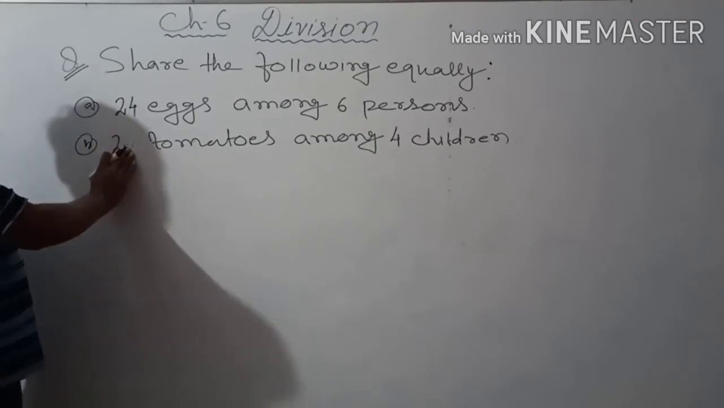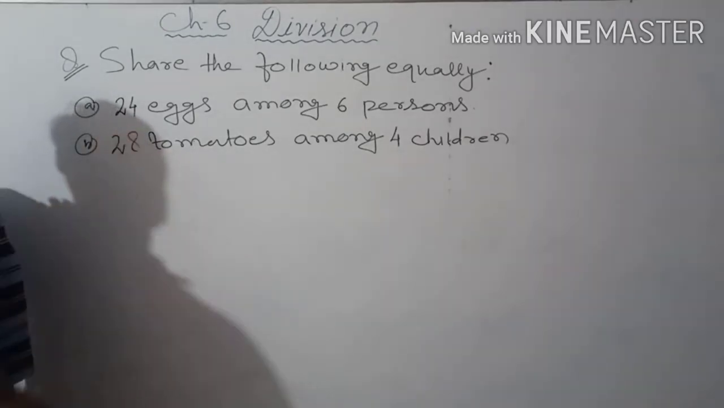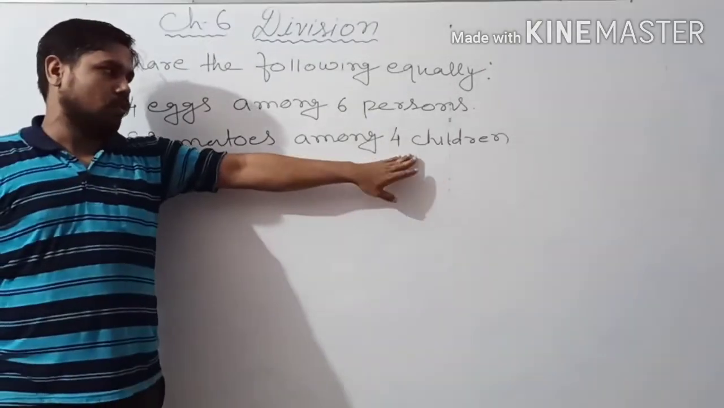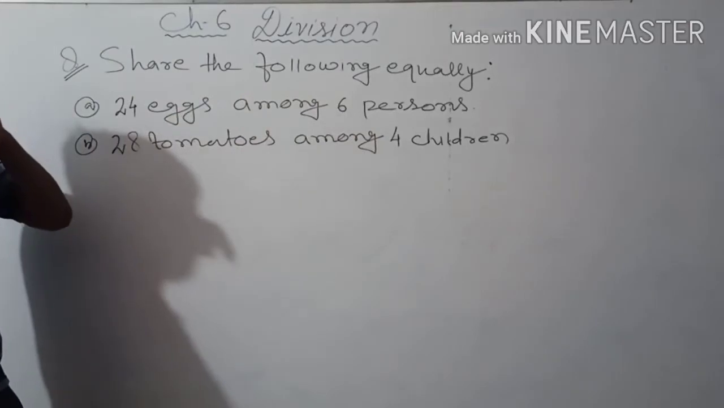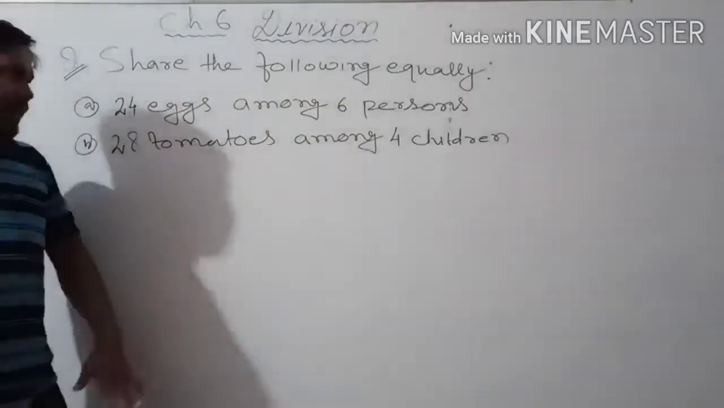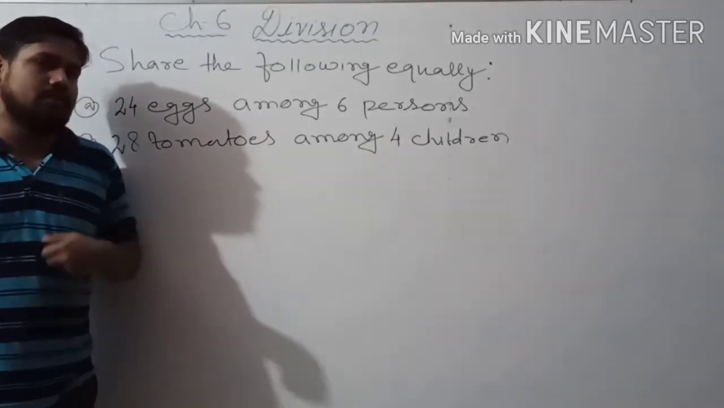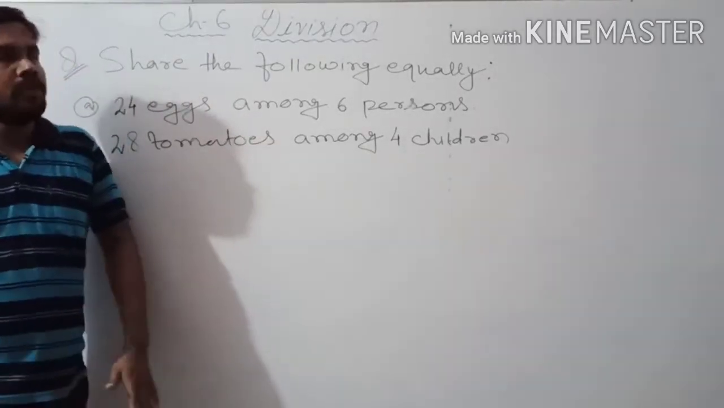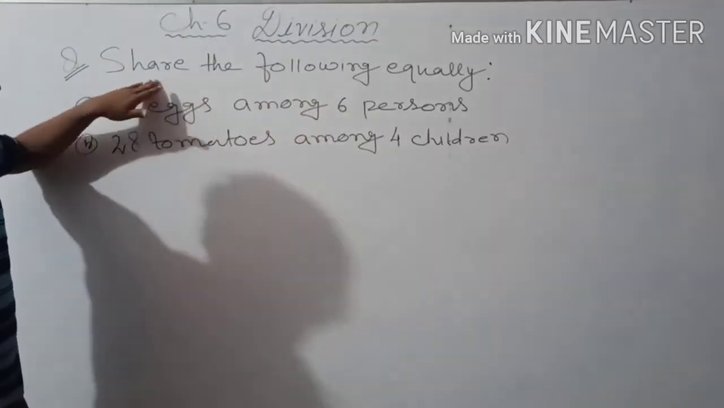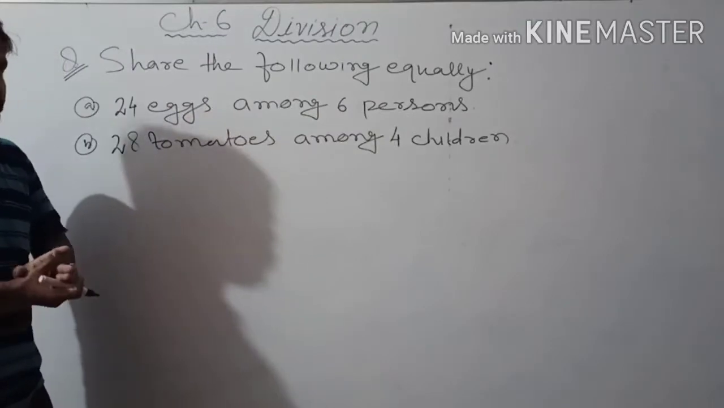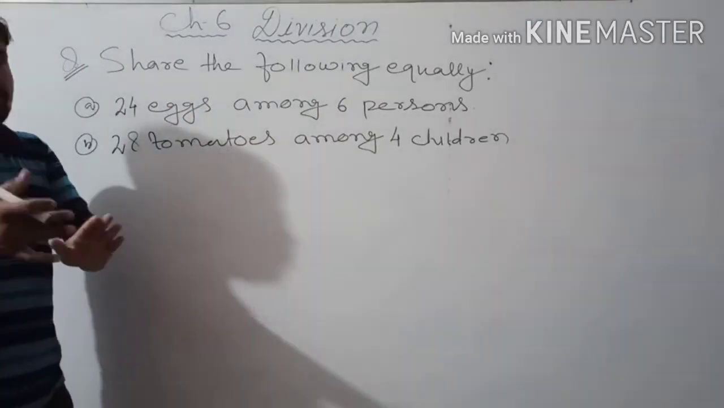You can change this to 28. Okay, so now 28 tomatoes are there. You have to divide among 4 children and each child should get equally. So simply through the questions only you have to understand what operation will be used here. Here it is talking about dividing equally. Share the following equally, that means definitely you have to divide. Equally we have to divide all.